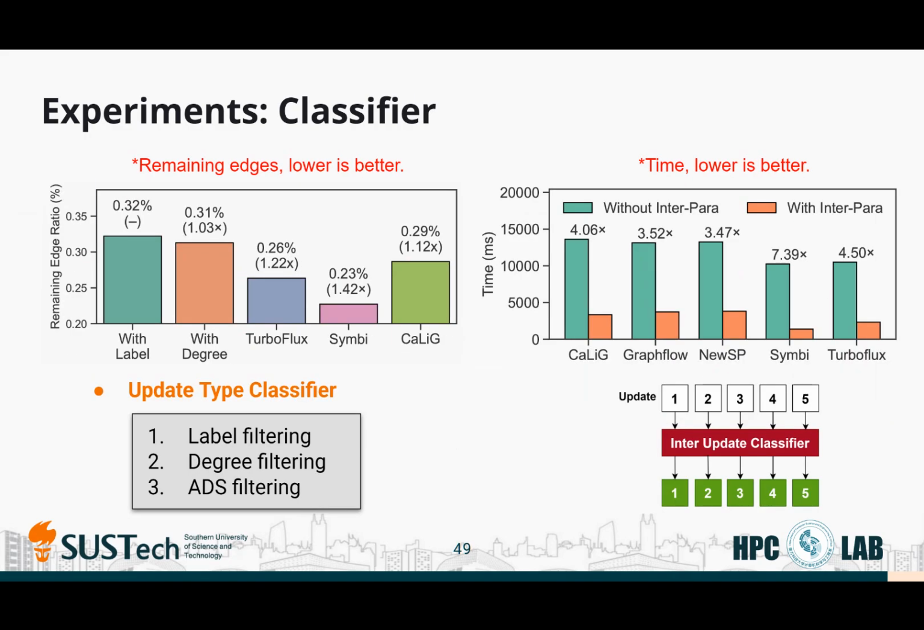And we also test the benefit from the inter-update classifier. So we test different types of classifiers that prune the safe updates and the unsafe updates. And we also test the effectiveness of the inter-update parallelism. For all of the algorithms, they reach higher execution efficiency with the inter-update parallel classifier.